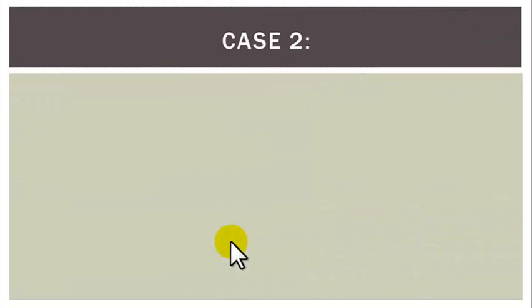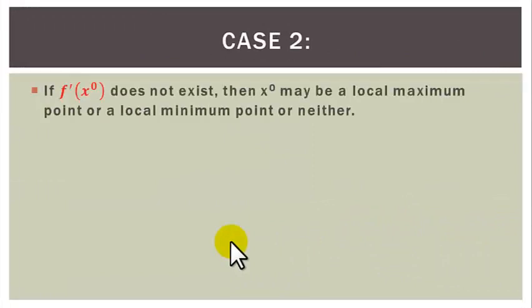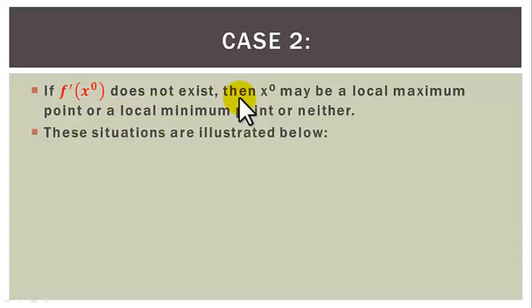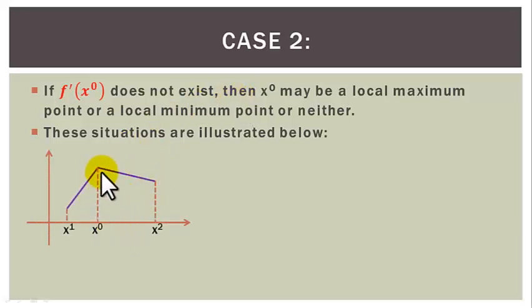Case 2. If the first derivative at x naught does not exist, then x naught may be a local maximum point or a local minimum point or neither. These situations are illustrated below. In this first case, at this point, the first derivative does not exist at x naught. And clearly, as you can see, this point is a local maximum point.